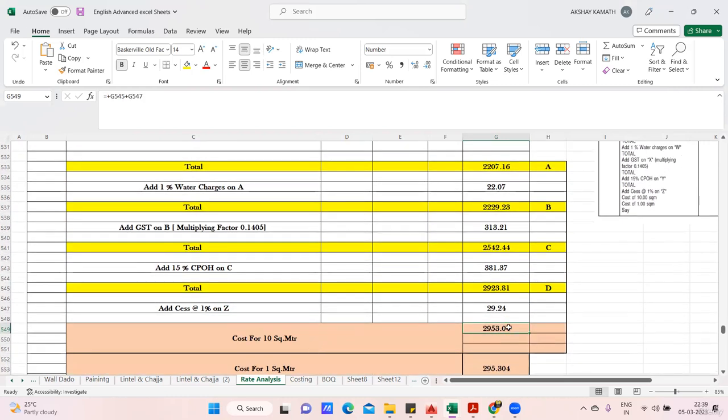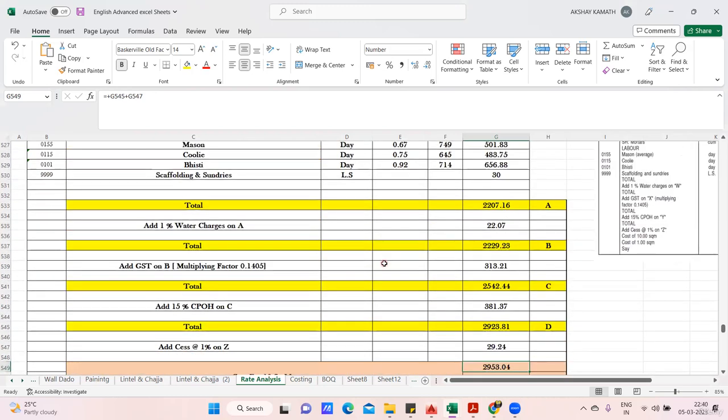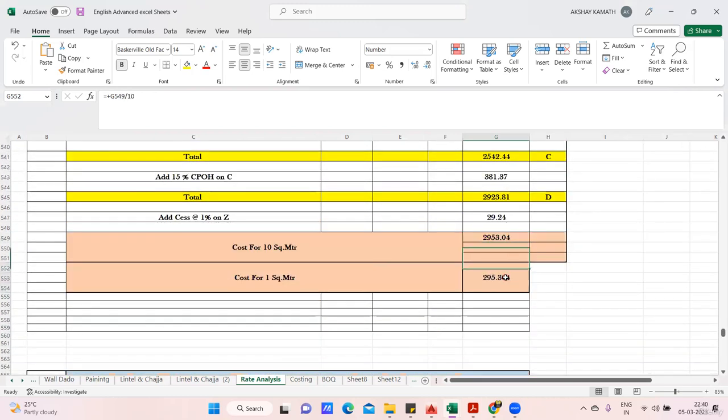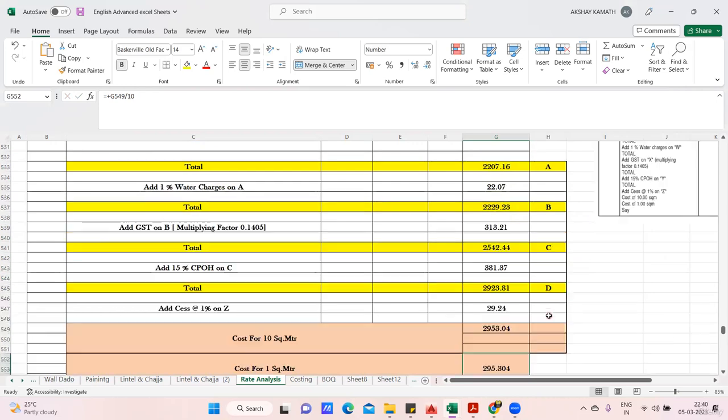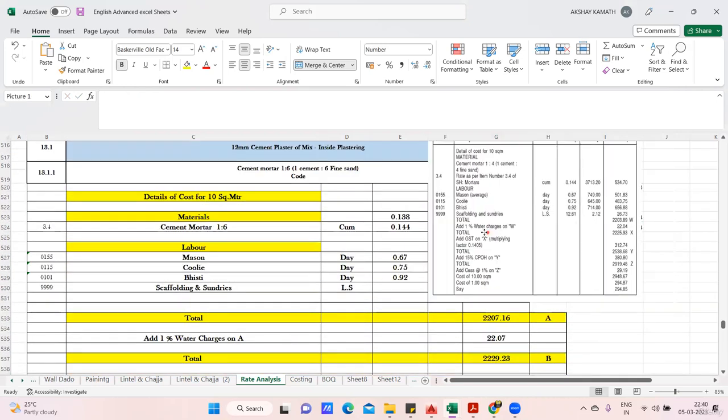So this cost, whatever I'm getting, is for 10 square meter, but I'm supposed to find it for 1 square meter. So I'll divide this by how much? I'll divide this by 10. So I'll get the cost for 1 square meter, which is 295.304 rupees. Understood, right? How that 295 is coming.